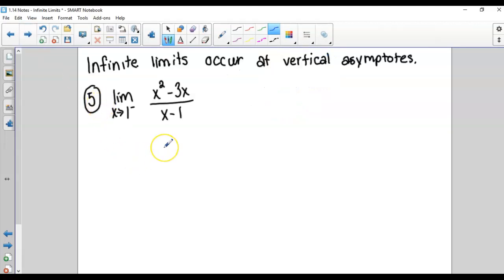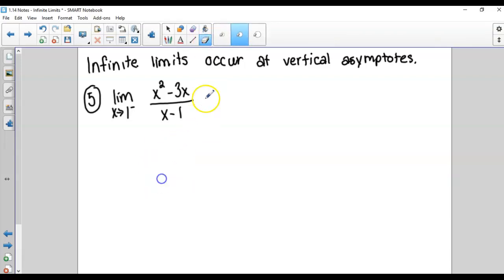All right, so infinite limits are going to occur at vertical asymptotes. It's the only way you're going to have a limit where your answer is infinity. So we have an example right here where we've got the limit as x approaches 1 from the left of x squared minus 3x over x minus 1. So we might be tempted here to factor x times x minus 3 over x minus 1, but you see that if we do that, nothing cancels.